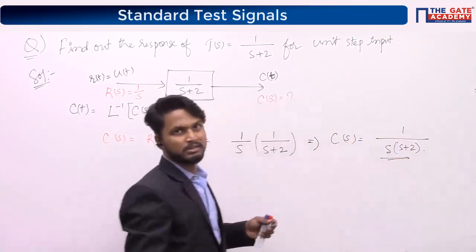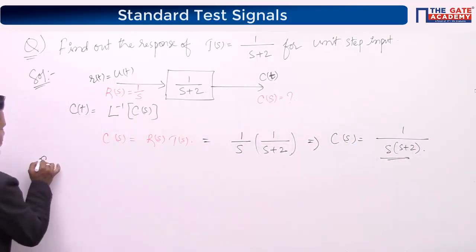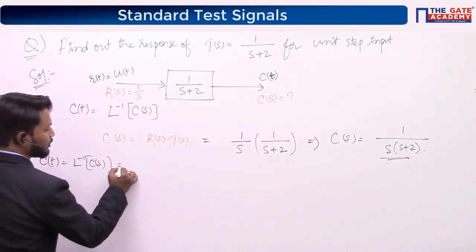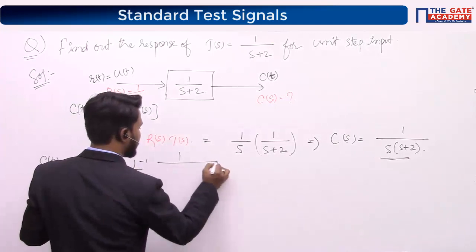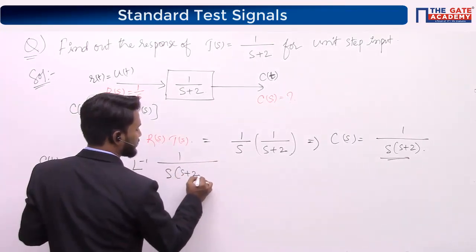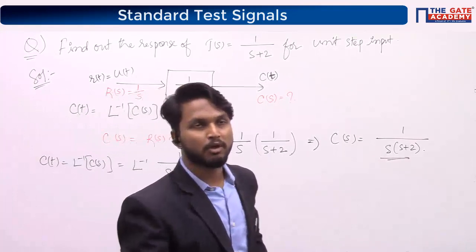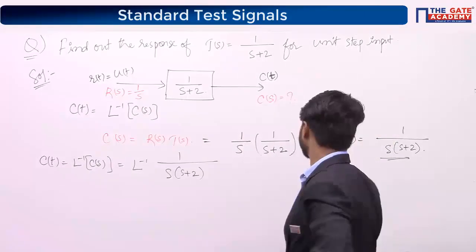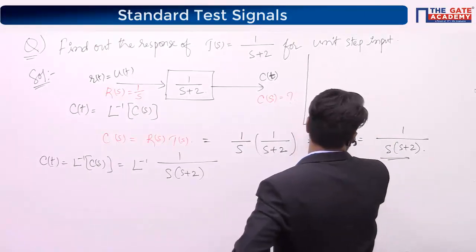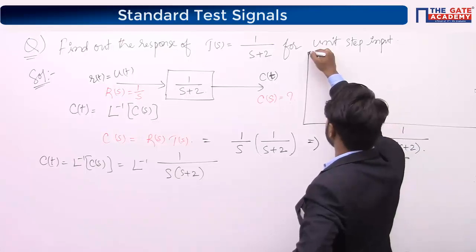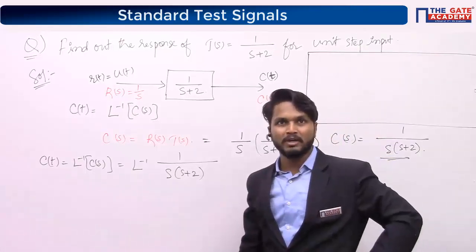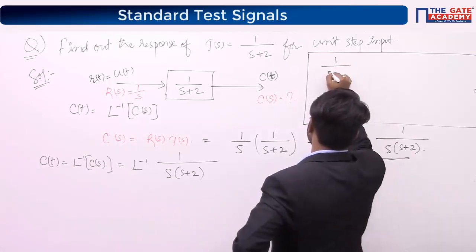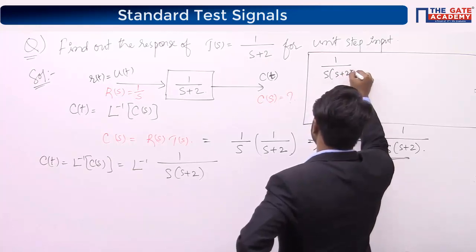So you have to find out C of t from this. C of t is equal to Laplace inverse of C of s, that is equal to Laplace inverse of 1 by s into s plus 2, right? So how will you find out the Laplace inverse of 1 by s into s plus 2? You have to know partial fractions. Do you people know partial fractions or not? So how can you write 1 by s into s plus 2 using partial fractions?